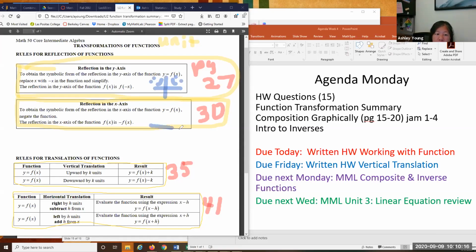If I reflect across the x-axis, that's where my smiley face here would go there. Then the x's stay the same, the y's become negative y's. So remember, f of x is y. So I'm going to replace f of x with negative f of x. In other words, I'm going to multiply the whole function by negative 1.